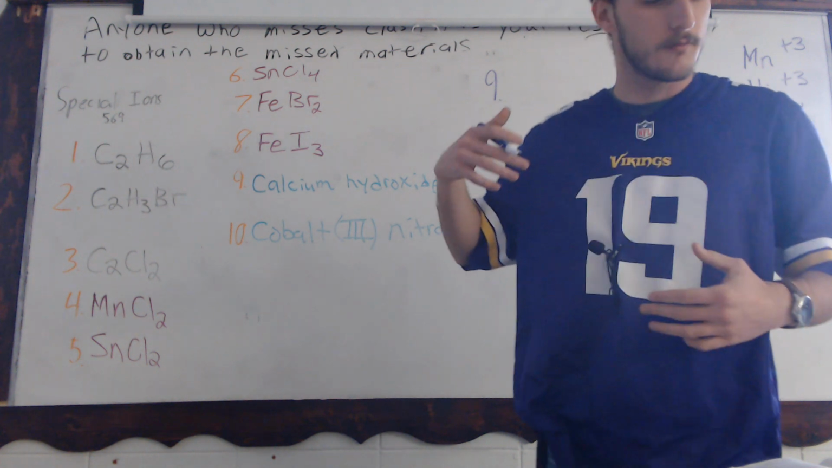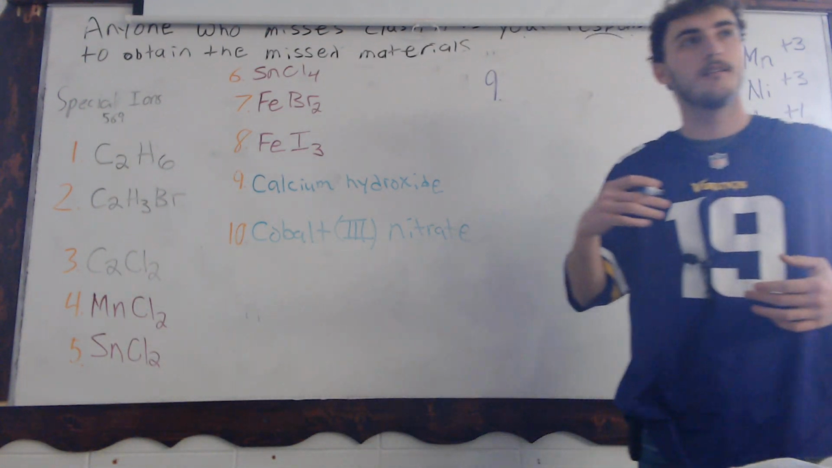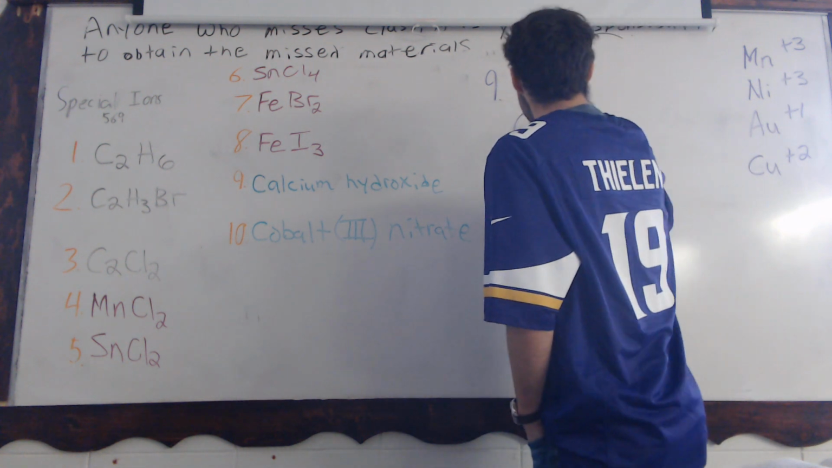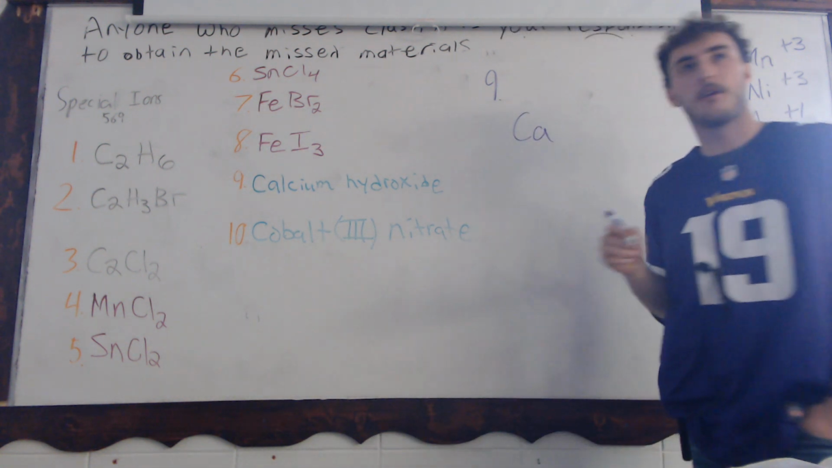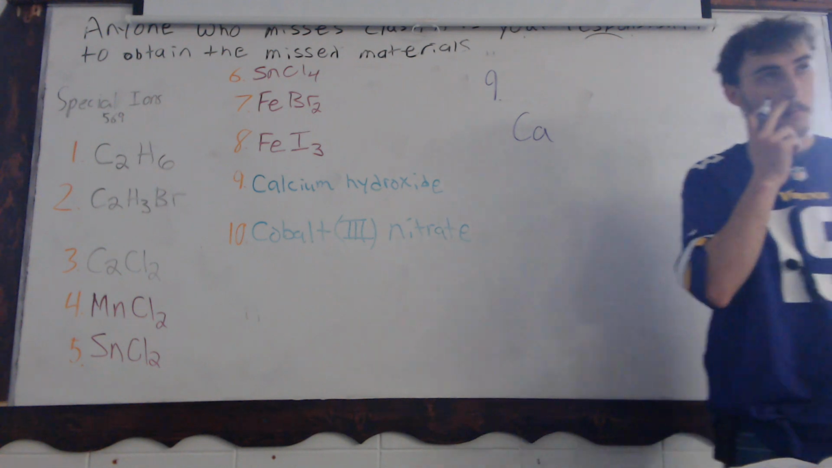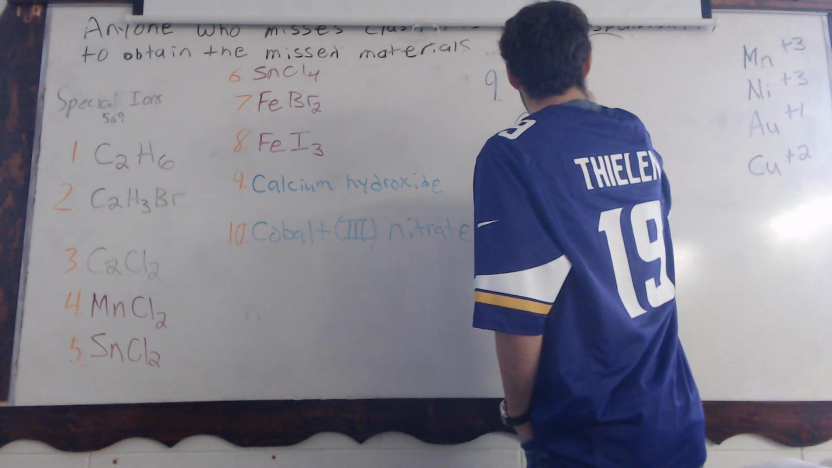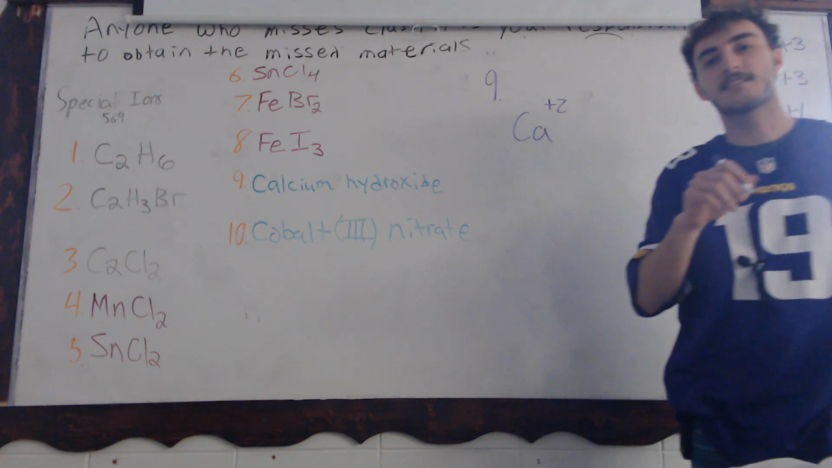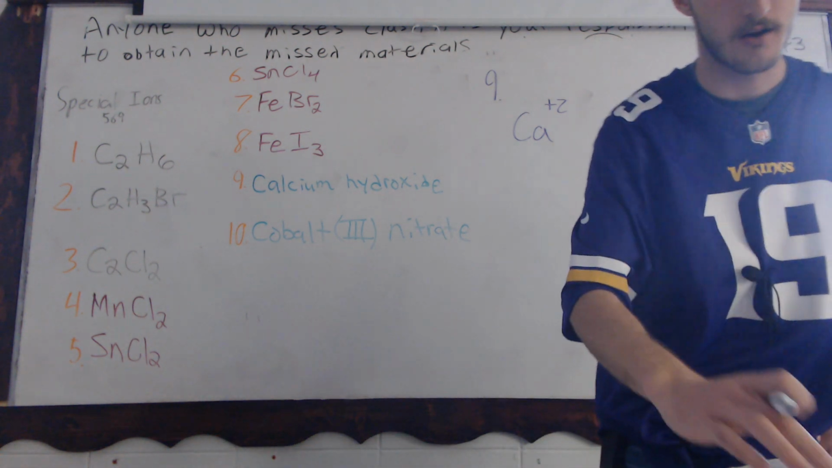Okay, so calcium hydroxide. What do I start with? Calcium. Ca. Let's do charge right away. What's the charge on calcium? +2. Now what's a hydroxide? It's a hydrogen and an oxygen. You can find it on your polyatomic chart there.